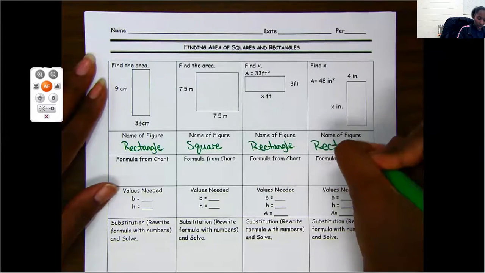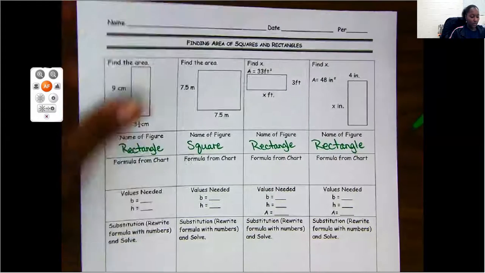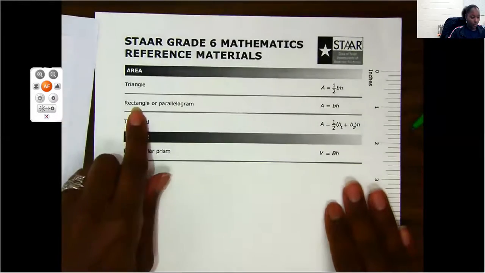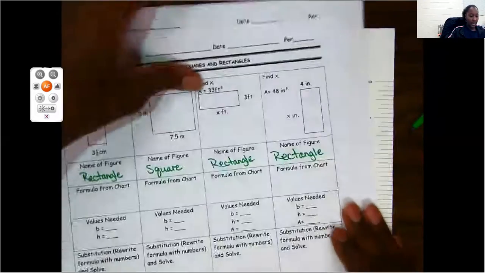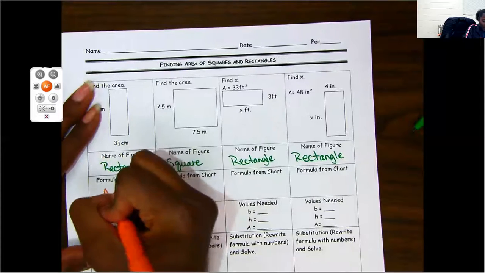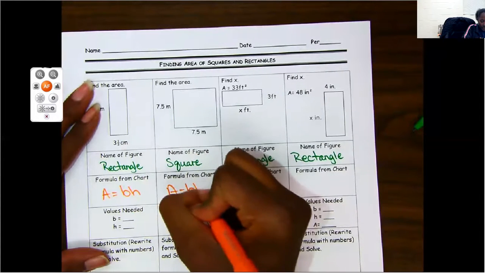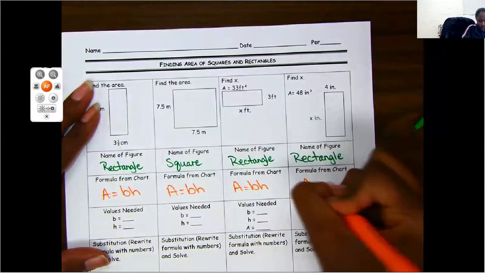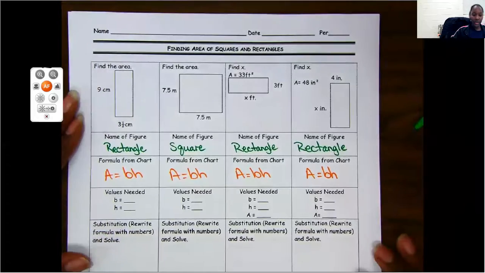According to the formula chart, the formula for a rectangle or square is base times height. So my formula is going to be the same all the way down. I'm going to put area equals base times height for each one. Now we're going to fill in our missing information.